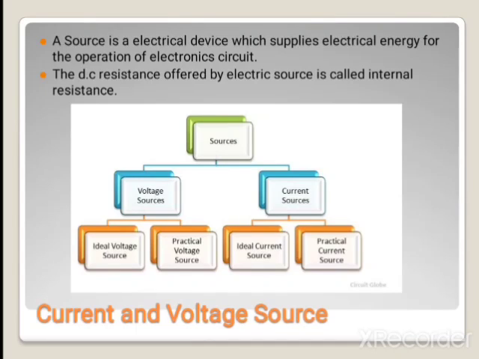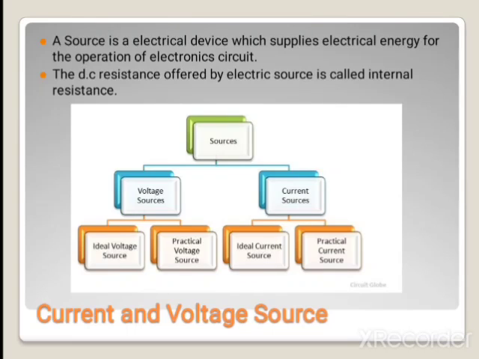Now what is a source? As we know, a source is an electrical device which supplies electrical energy for the operation of an electronic circuit. A source is the point from which any device or system starts. So the technical definition of a source is: it is the electrical device which supplies electrical energy for the operation of an electronic circuit.